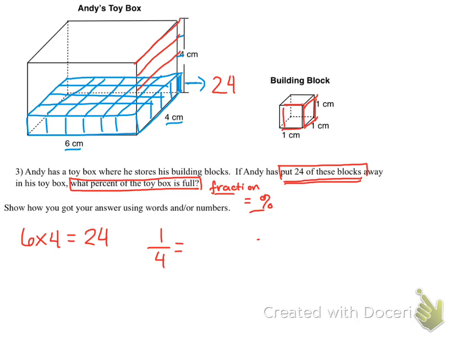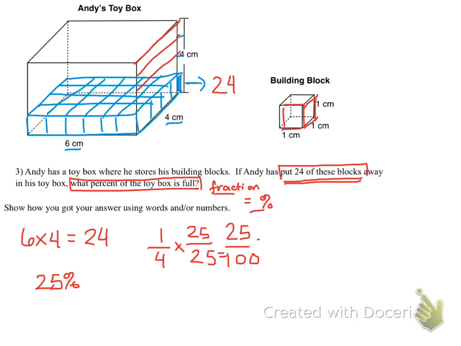Most of us probably know that 1/4 is 25%, but if you don't, remember to find a percent, you want to multiply by a factor so that your fraction has a denominator of 100. Percent is out of 100. So let me multiply my numerator by the same factor. 4 times 25 is 100, so 1 times 25 is 25 hundredths. That is 25%. So it is 25% full.